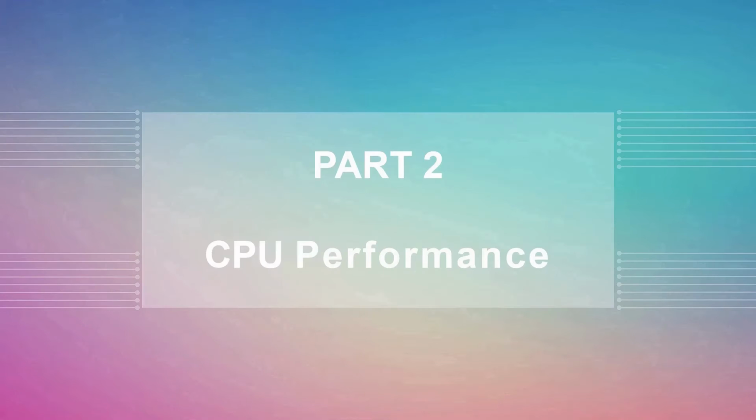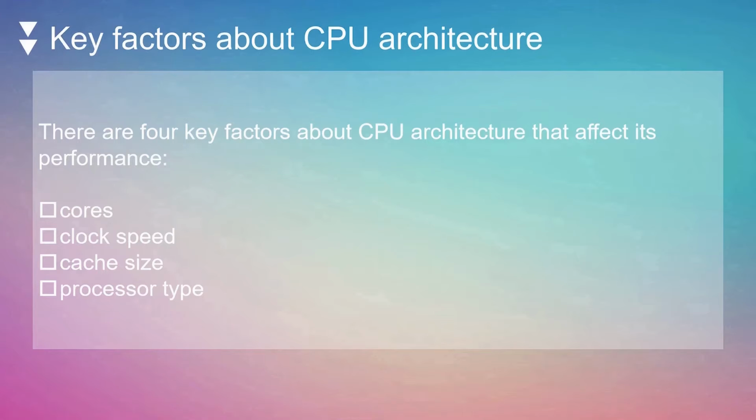Now the next part is all about CPU performance. The key factors of CPU architecture. There are 4 key factors of CPU architecture that affect its performance. Those are cores, clock speed, cache size, and processor type.